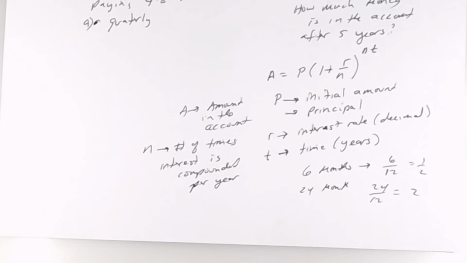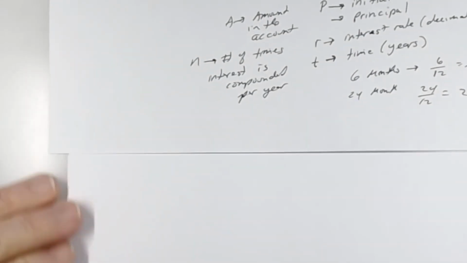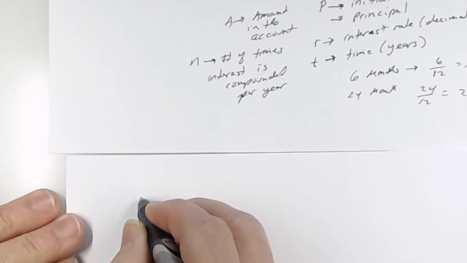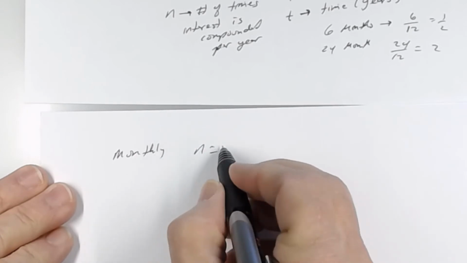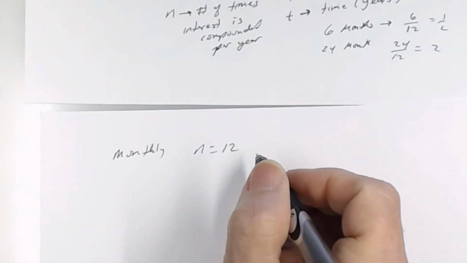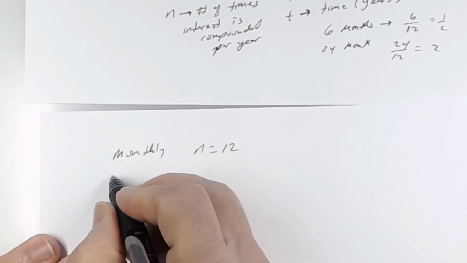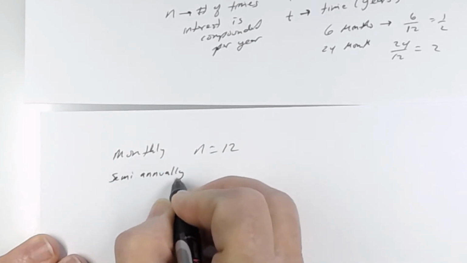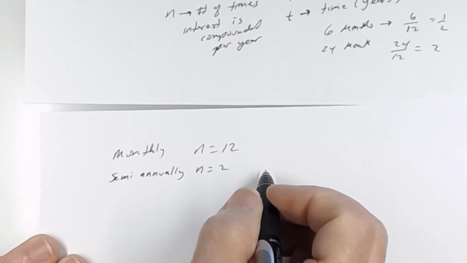Okay? We're talking about just 1 year. So listen carefully. There's only a few things you need to remember. If you're told that interest is compounded monthly, then N is going to be what? 12, because there are 12 months in a year. If you're told that interest is compounded semi-annually, twice a year, meaning every 6 months, so N will be 2.